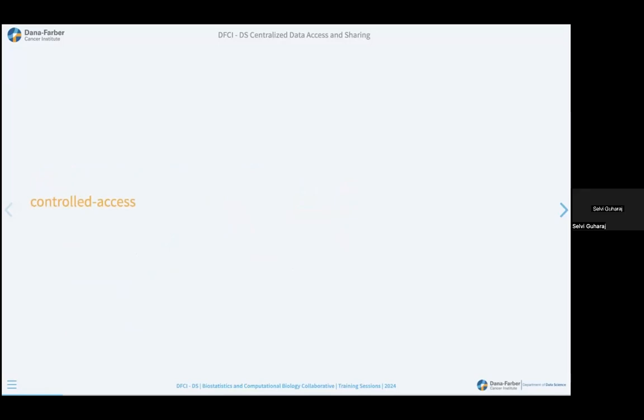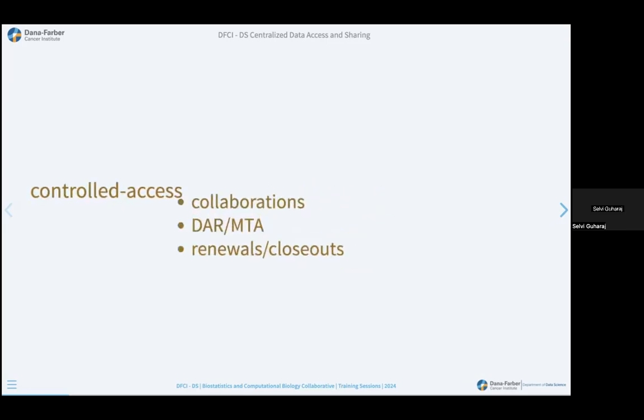Then data access I've put as a separate topic because it is one of the most important topics. With open access there are no restrictions, so we don't have a lot to talk about. But with controlled access, I would like to discuss the collaborations, the DAR and the MTA. DAR is the data access request, and MTA is the material transfer agreement, and then the renewals and closeouts. Central controlled access is the one where we have a lot of challenges and face a lot of issues.